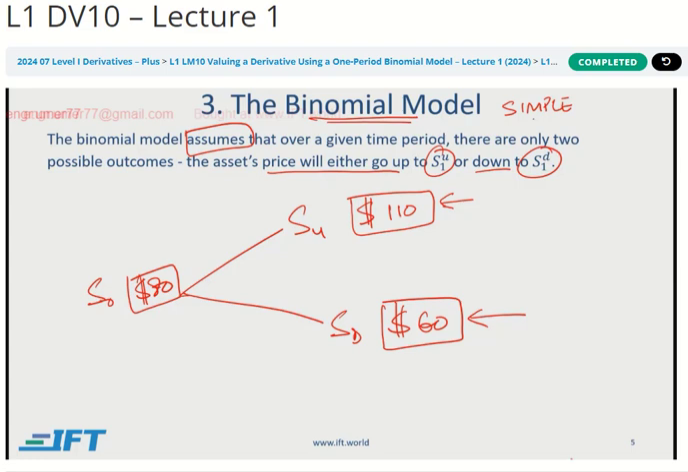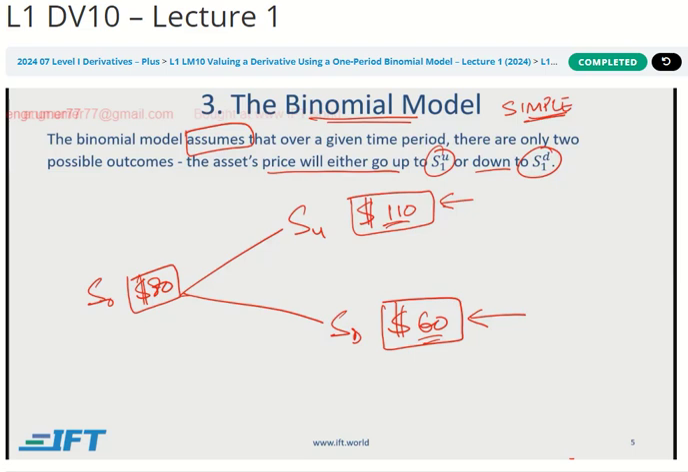So this is a very, very simple model which tells you that the stock price can either go up or come down, and if it goes up, it will go up to this, and if it comes down, it will come down to this. Practically speaking, obviously that is not something that you can try and predict. Who knows where the stock price will go if it goes up or down, or whether it will just stay the same. This model assumes that no, it will not stay the same. It will either go up to 110, or go down to 60.